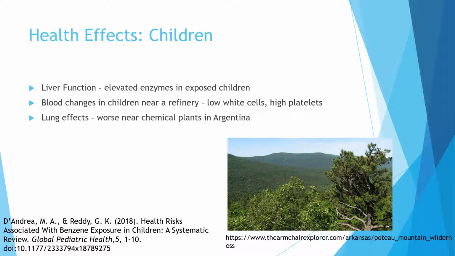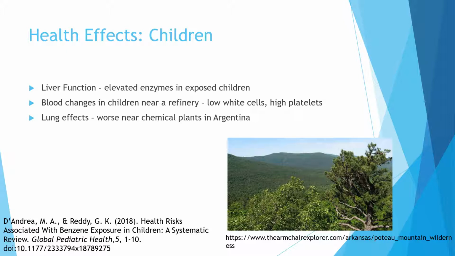They had a BP accident in their oil refinery, and it found that children near that refinery had lower white blood cells. Those would be like the monocytes and things like that, and they had higher levels of platelets. These children also had increased liver function enzymes, and that's basically an indicator of liver damage.